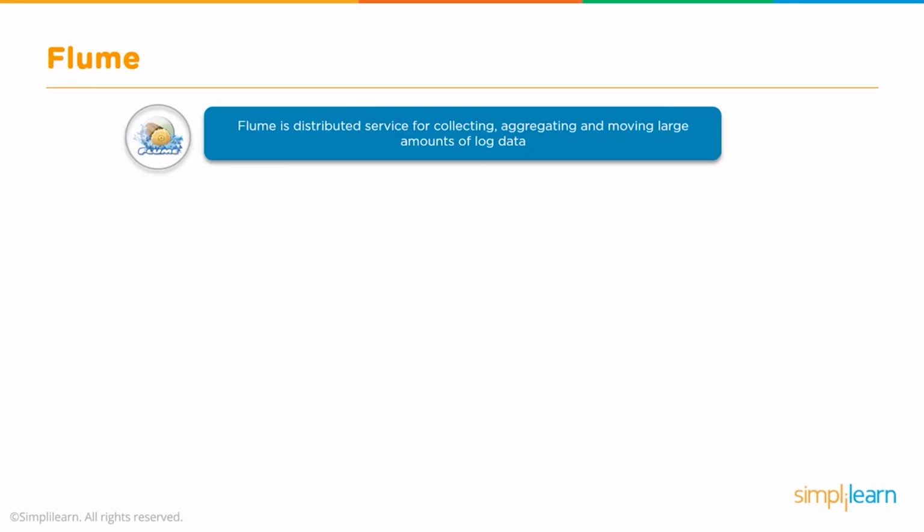Now, Flume is a distributed service for collecting, aggregating, and moving large amounts of log data. It's focused a little bit on a slightly different set of data, although you'll find these overlap a lot. You can certainly use Flume to do a lot of things that you can do in Sqoop and vice versa.